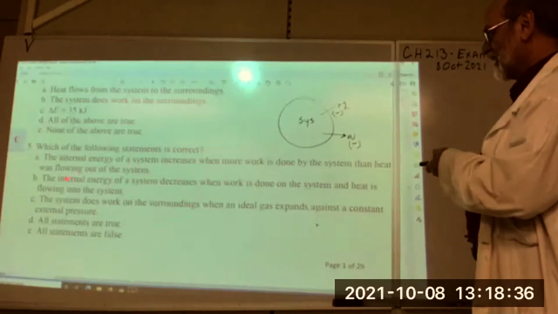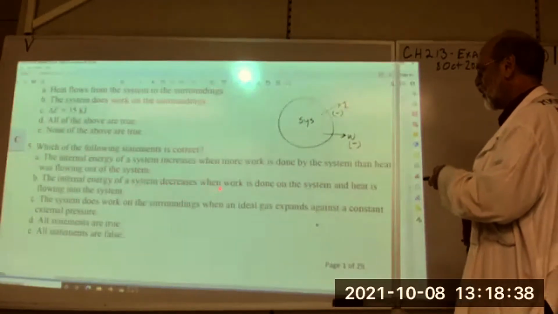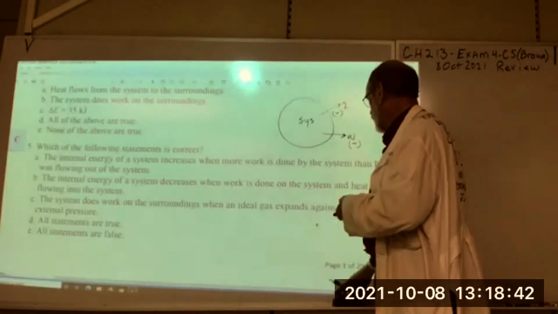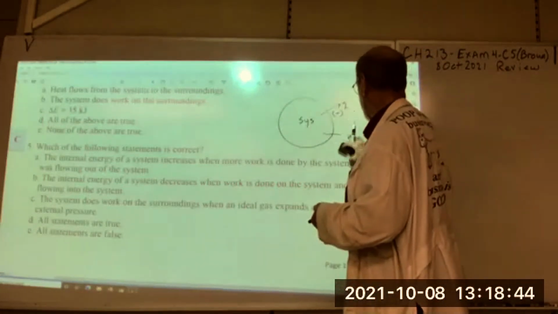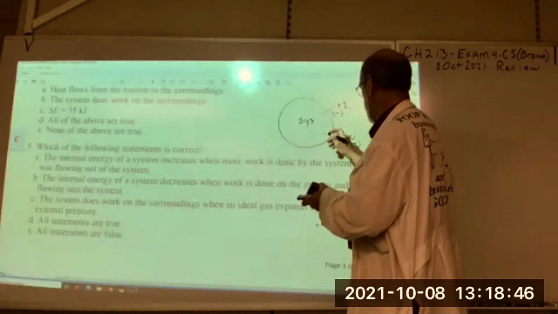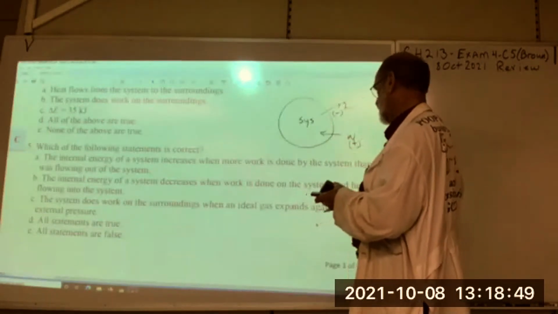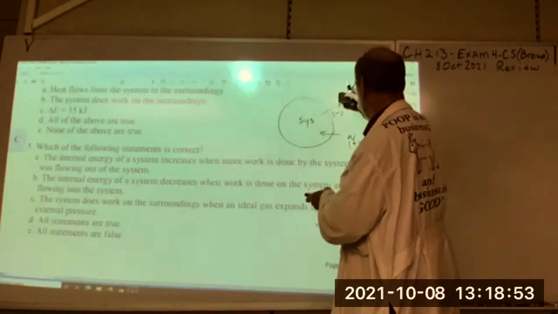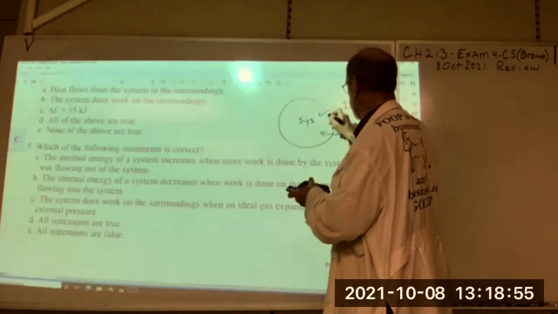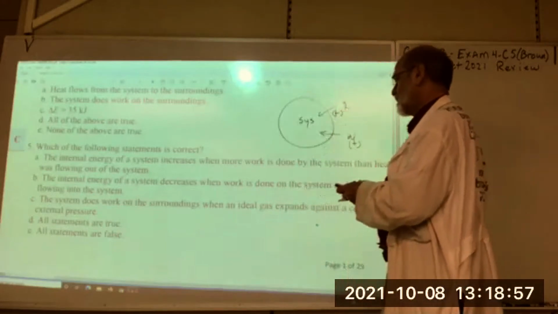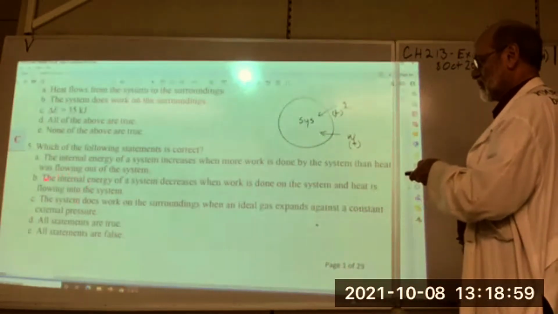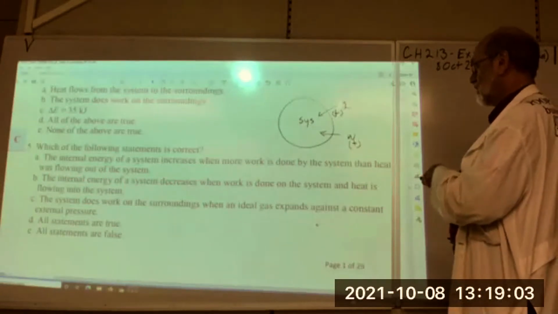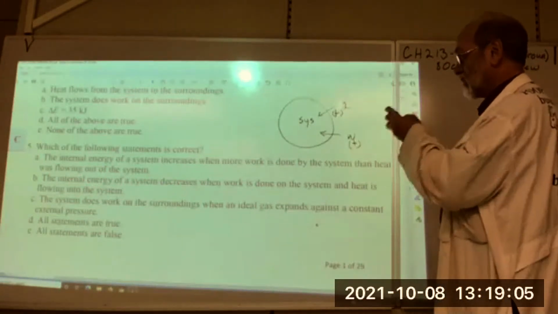How about this one? Internal energy of the system decreases when work is done on the system. So now we're going to turn it around. Work is done on the system, and heat is flowing into the system. So that's positive also. So that can't be true either. Internal energy is actually getting bigger. It means it's going more positive. So it's not decreasing. All right, so that was false.